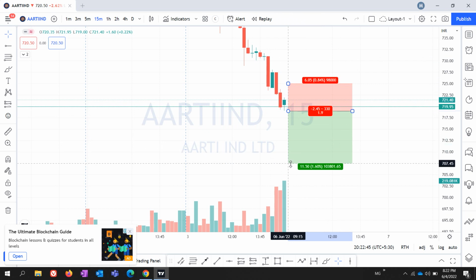And if you want to trail it up to a 1:2 risk to reward ratio, approximately 705.6 would be the range where you should be looking for the target. So definitely a stock which you should be keeping on watch.